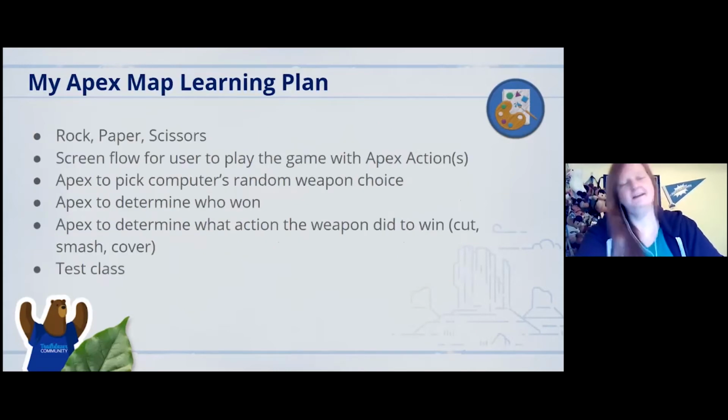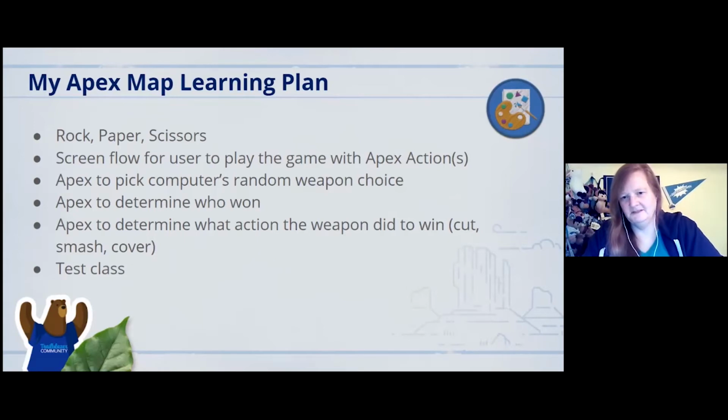And I came up with this idea that somehow I would write rock, paper, scissors in Salesforce. And I would use a screen flow so the user could actually play this game and include Apex actions. And that Apex would pick the computer's random weapon choice. It would determine who won. It would tell me what action the weapon took to actually win.